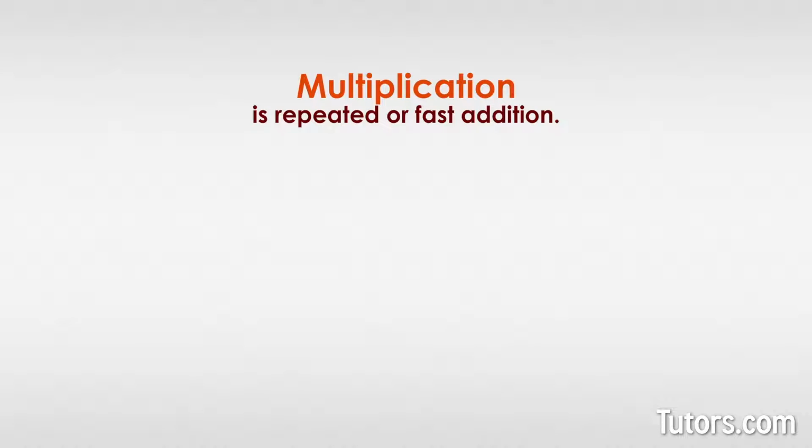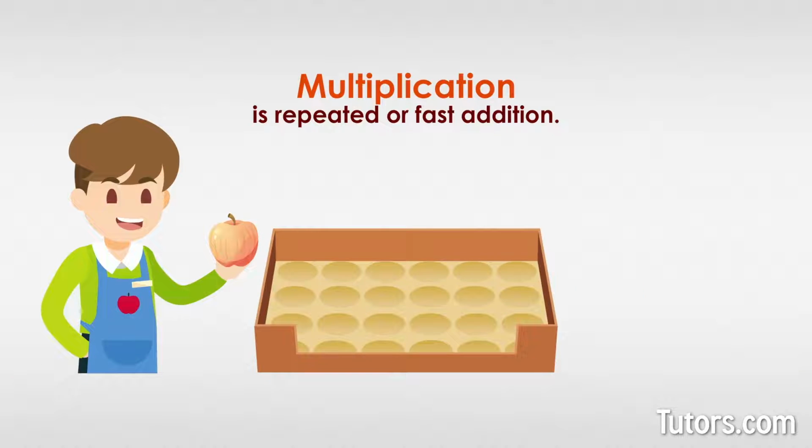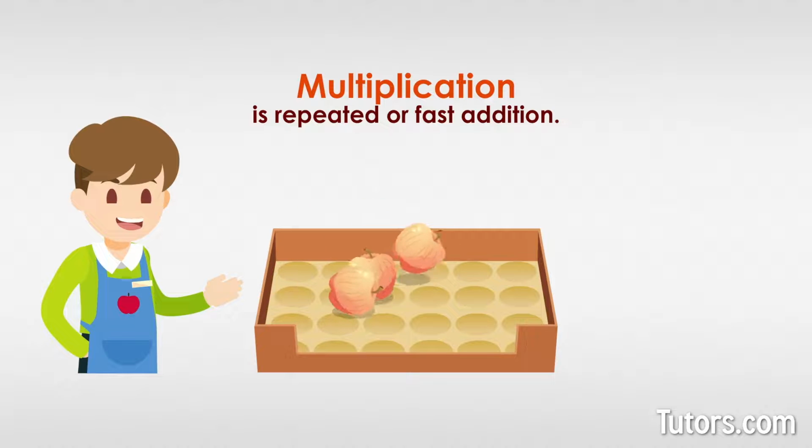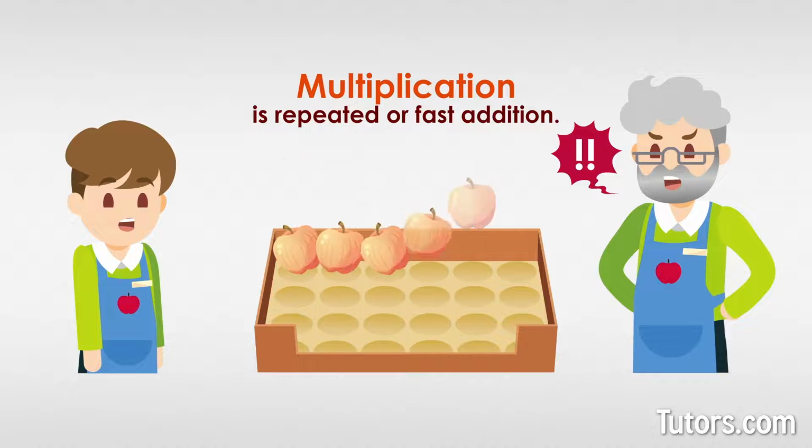Multiplication is repeated or fast addition. Perhaps a high school student has a part-time job placing gala apples in cardboard trays to fill fruit boxes. The trays have 4 rows of 6 depressions to hold the apples. The fruit packer could place the apples haphazardly like this. The boss insists every row is filled before the next row, like this.